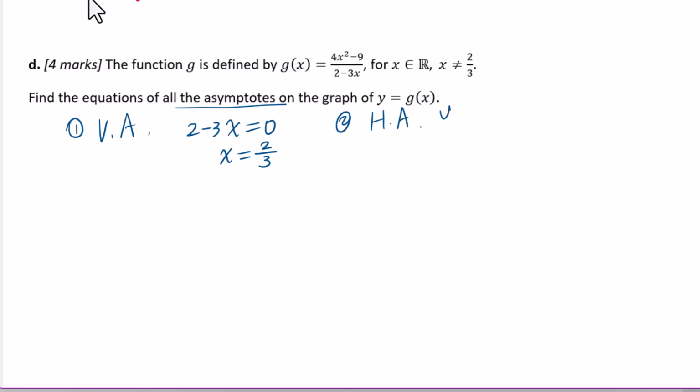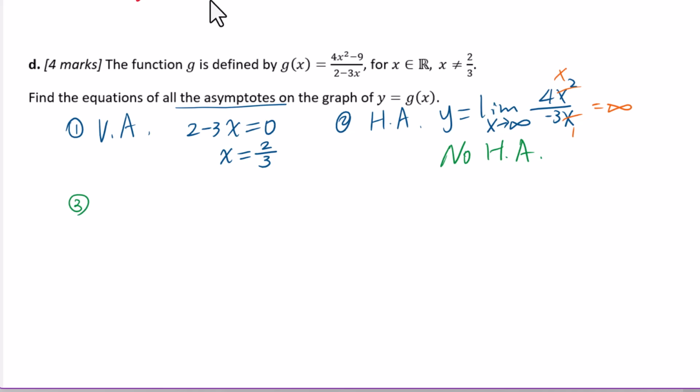Horizontal asymptote line. Y equals the limit as x approaches infinity of the division of leading terms, 4x squared over negative 3x, reduce, equals infinity, which means no horizontal asymptote line. For the oblique asymptote line, g of x has an oblique asymptote line because the leading term of the numerator has one more degree than the leading term of the denominator. Let's work this out by synthetic division.